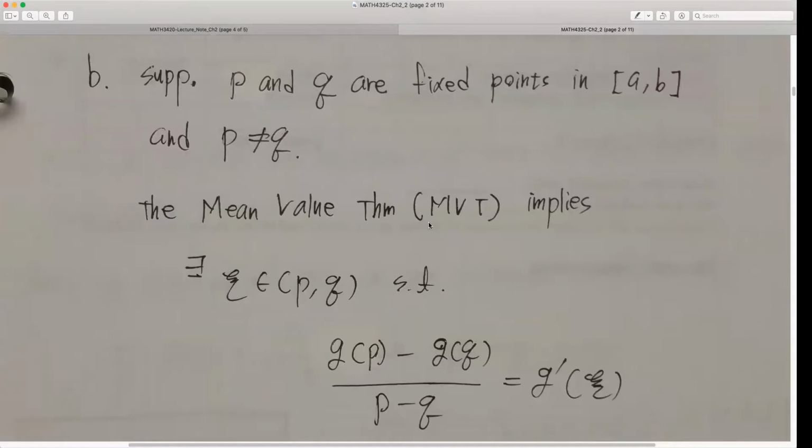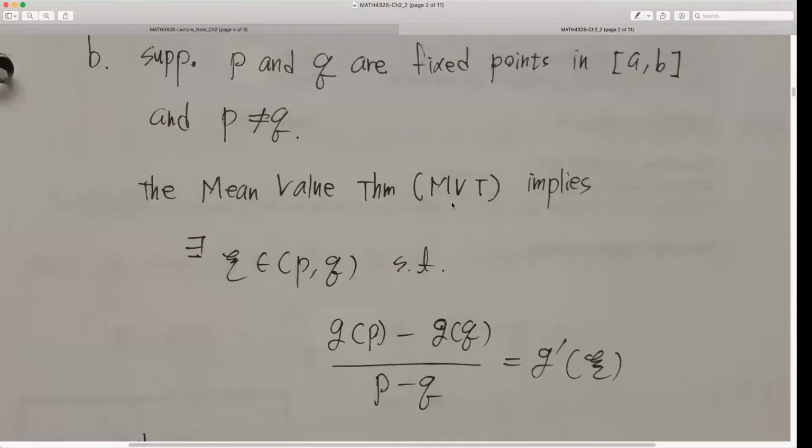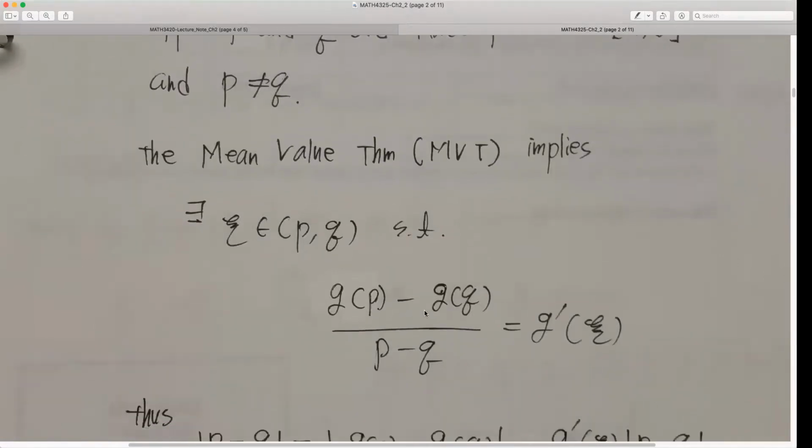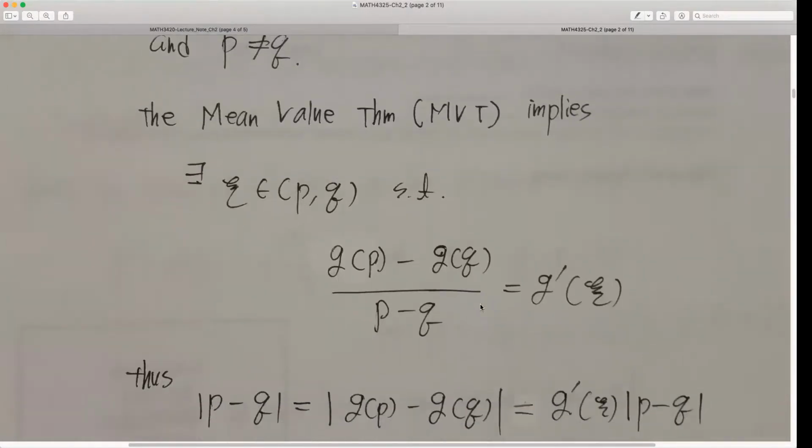And then we're going to use the mean value theorem. The mean value theorem is what? There exists an x value such that the derivative of the function at that x value is equal to the slope of the secant line passing through the endpoints of the graph, right? So the mean value theorem implies that there exists xi between p and q such that (g(p) minus g(q)) over (p minus q) is equal to g prime of xi. So we can see that, right?